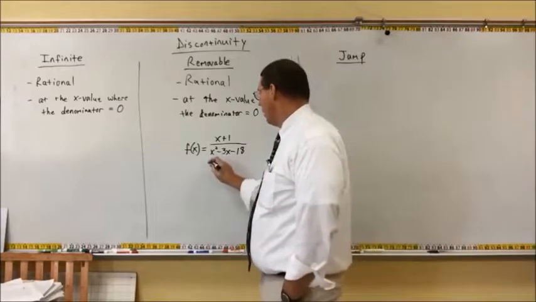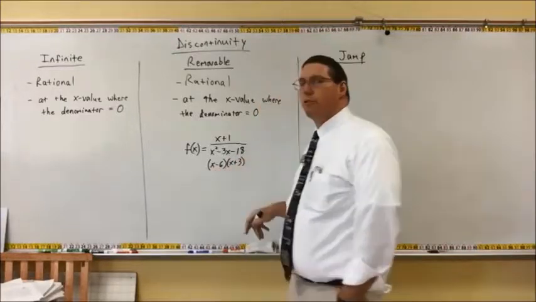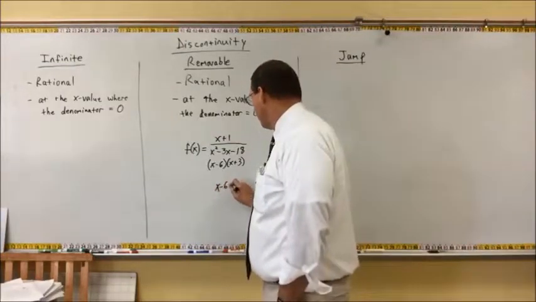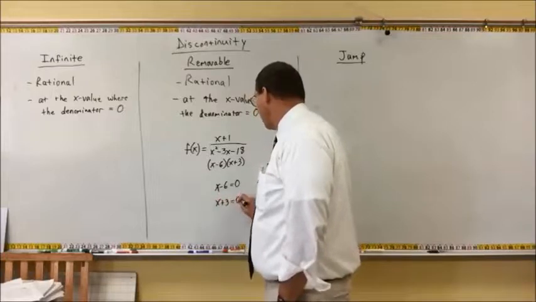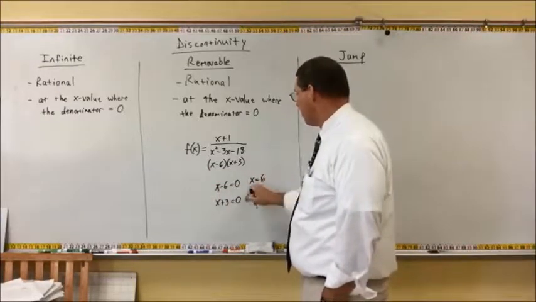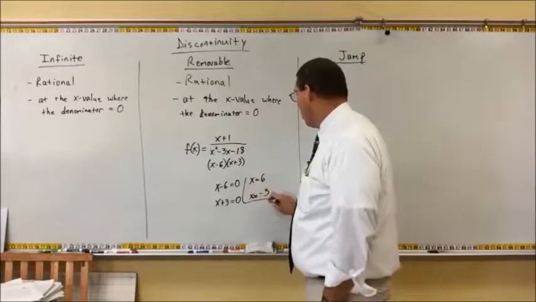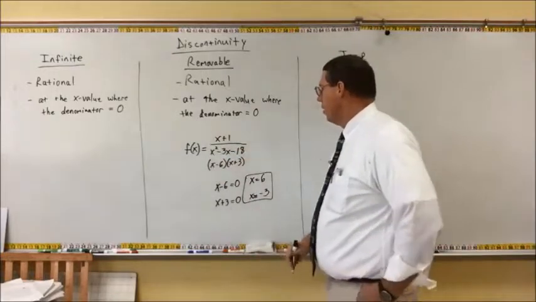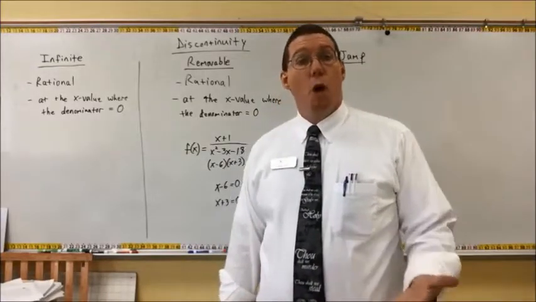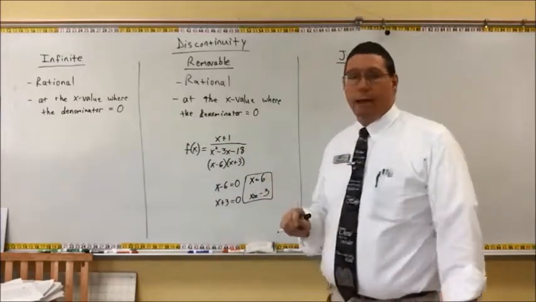And if we factor this denominator, it becomes x minus 6 times x plus 3. Once it's factored, we can set each one of the factors equal to 0. So x minus 6 equals 0, and x plus 3 equals 0. And here, x minus 6 is equal to 0 when x is equal to 6, and x plus 3 is equal to 0 when x is equal to negative 3. So in this rational function, the denominator is equal to 0 at x equals 6 and x equals negative 3. And so this function has a discontinuity at both x equals 6 and x equals negative 3.